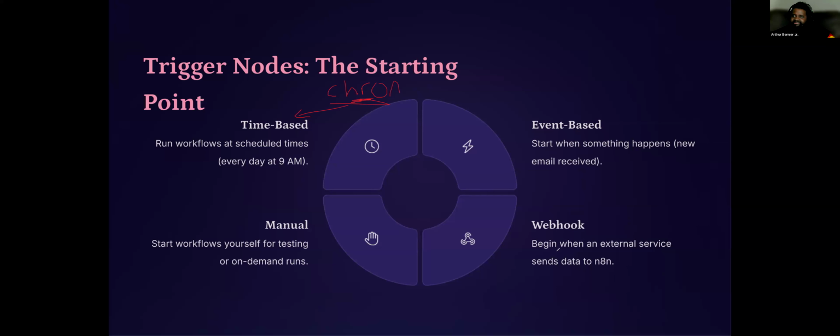And like we said, event-based: when something happens, do this. When you get data from an external service like Stripe or Shopify or whatever. And then manual: it does it whenever you just turn it on. So you turn it on and then it runs. Any question about that before I move on? If you've got a question, put it in the chat. Cool, seems like everybody's got it.